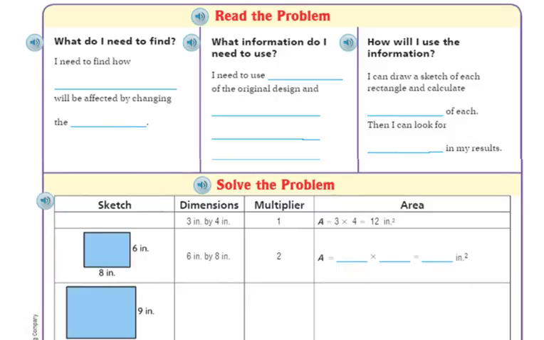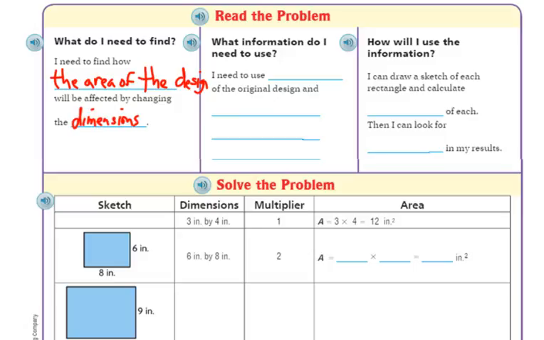So, what do I need to find? Well, first of all, we need to find how the area of the design will be affected by changing the dimensions. So go ahead and get that copied in there. Design, squeeze it in, will be affected by changing the dimensions. Alright.